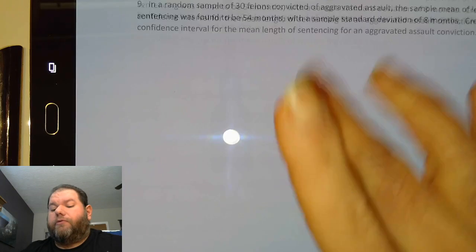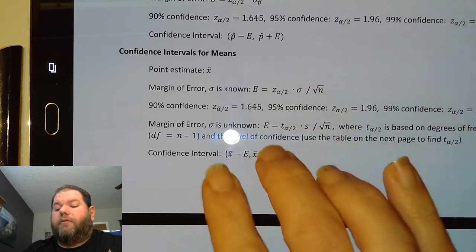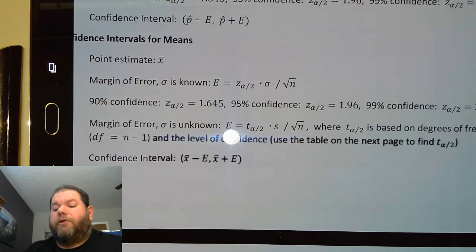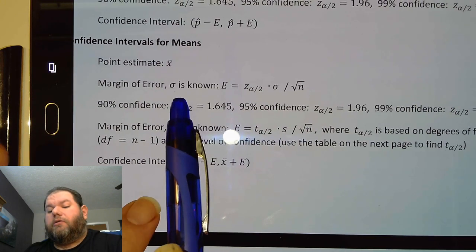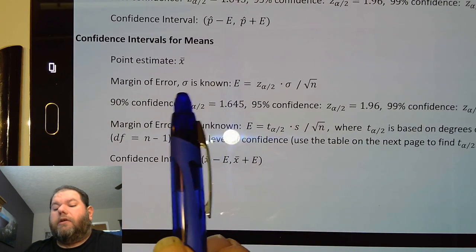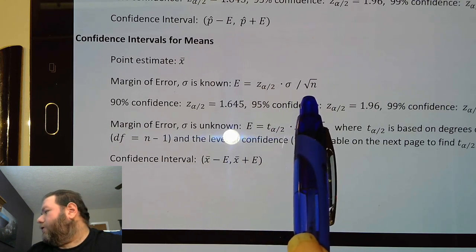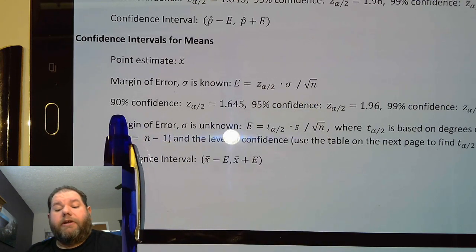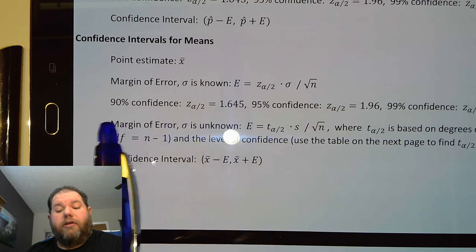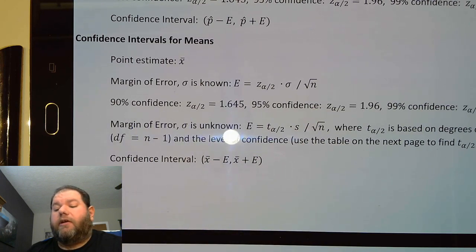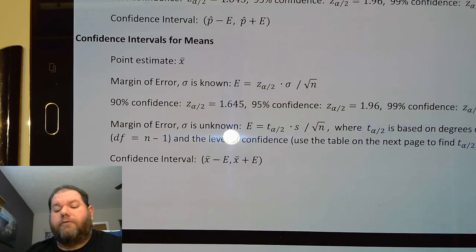which I'll make sure to include afterward, is our margin of error if sigma is known. E equals Z alpha over 2 times sigma divided by square root of n. And specifically, if we have a 90% confidence, then we can use Z alpha over 2 as 1.645, which is what we're trying to find here, 90% confidence. If we were using 95 or 99% confidence, then we have the other values provided there also.